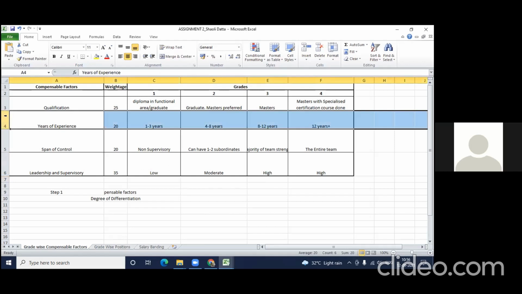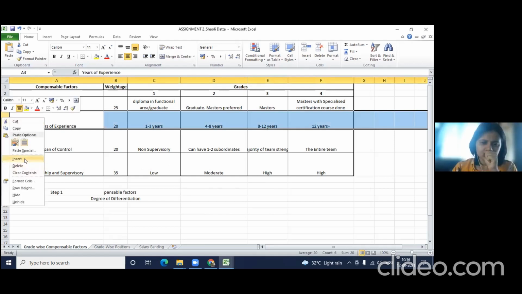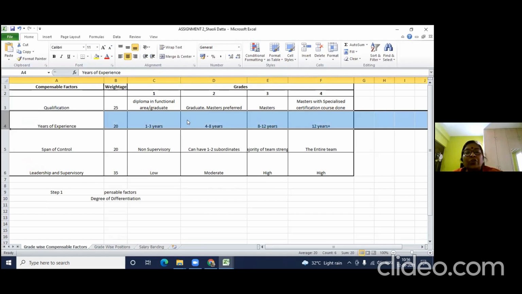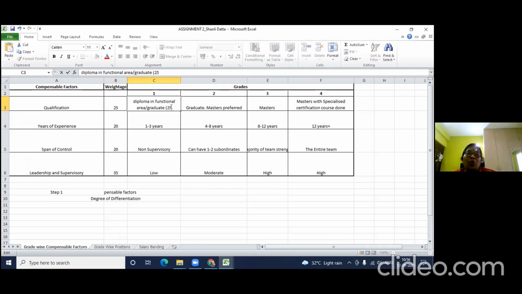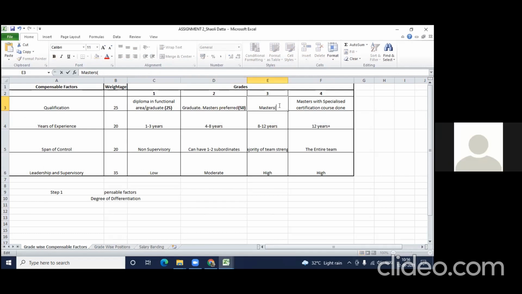So here I'll insert a row. You don't have to insert a column. Do 25 into 1, no? In that diploma cell, give a little more space so that your points are there. Make 25 bigger or bold, 25, 50. Now carry on, please. 75. 100.